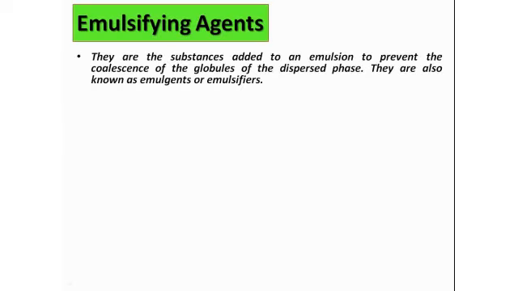By definition, emulsifiers or emulsifying agents are the substances which are added to the emulsion to prevent coalescence. Coalescence means aggregation or agglomeration of the globules of the dispersed phase. These emulsifying agents are also known as emulsifiers, right?